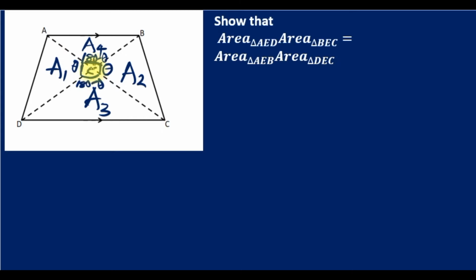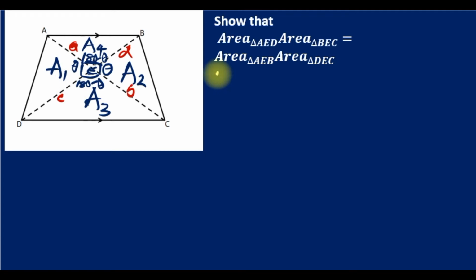So again, let's denote the sides. Let's call AE A. EC, let's call B. Again, DE, let's call it C. Finally, EB, let's call it D. So as you can see, we have SAS triangles here, so we find the area.